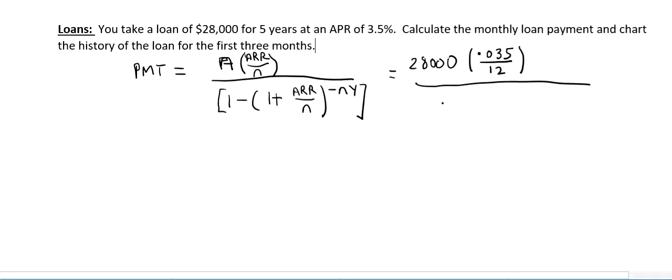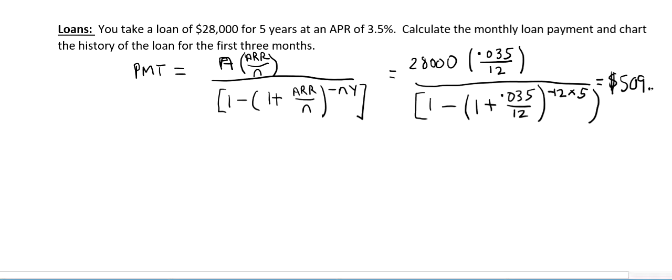And then we divide that by 1 minus, parentheses 1 plus 0.035 over 12, and we raise that to the negative, that's a negative exponent, 12 times 5 years, which is 60. And so we calculate that out, and what we end up with, if you use the correct order of operations, you should get 509.37. That is the loan payment that you have to make every month for this loan for 5 years.